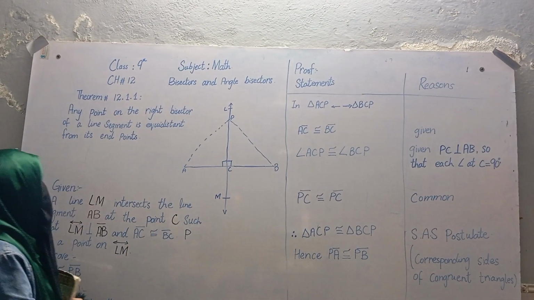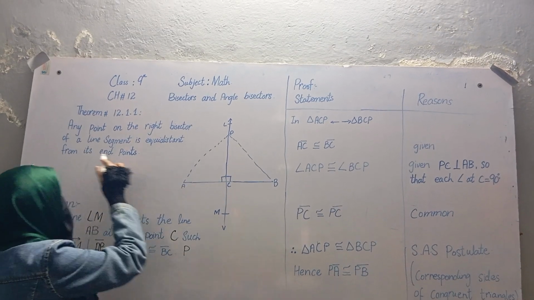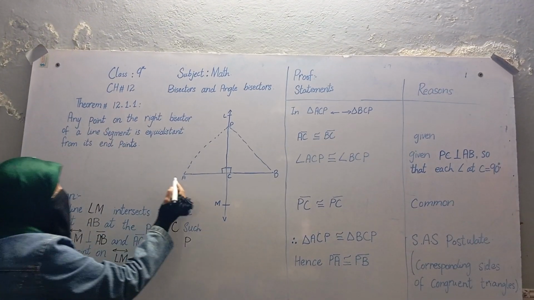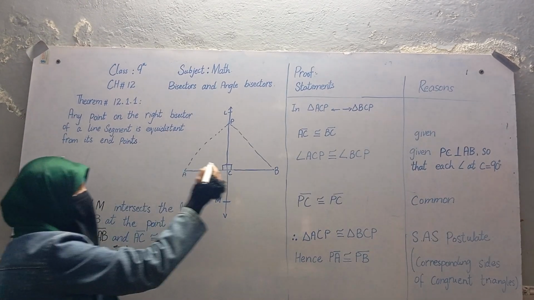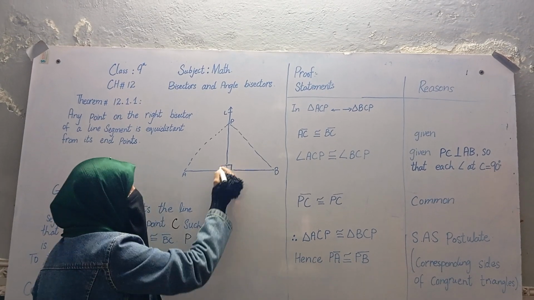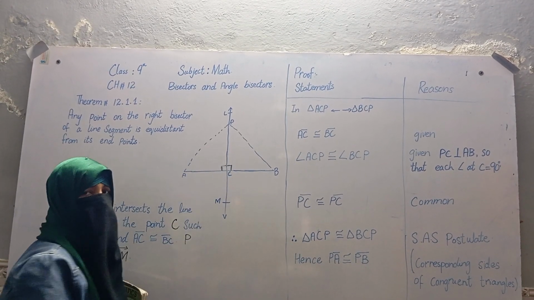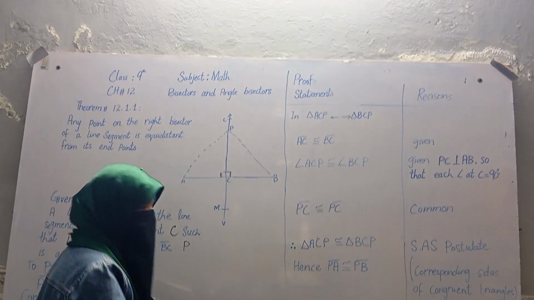Here you can see that any point on the right bisector LM of a line segment BC is equidistant from its endpoints. This one is the right angle. So the point C has equal distance from A to C and C to B.